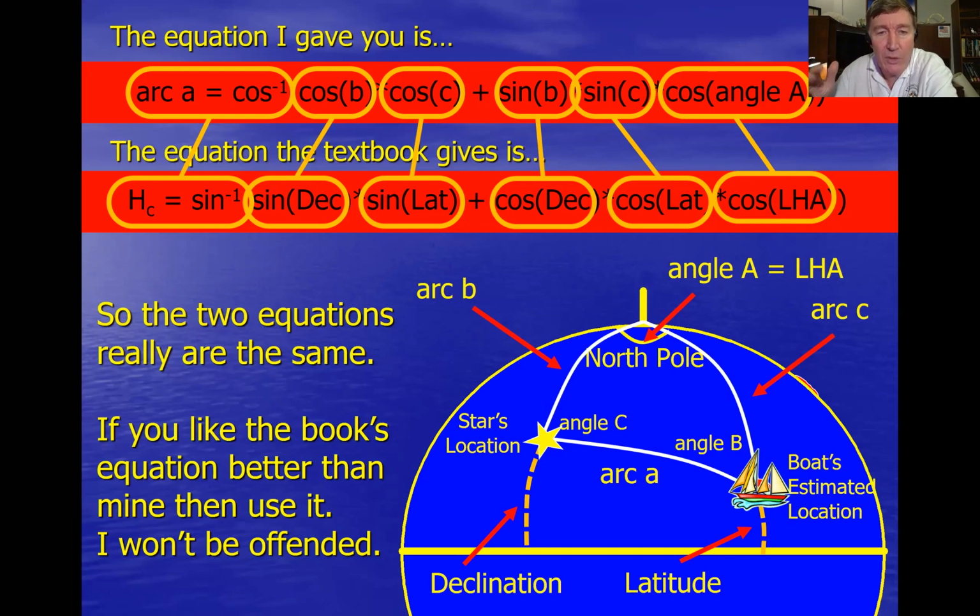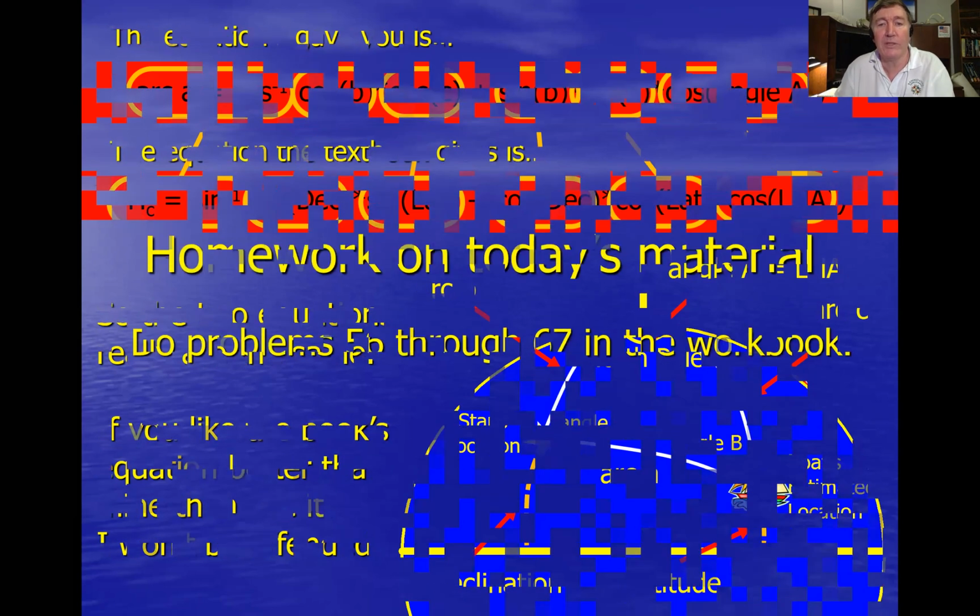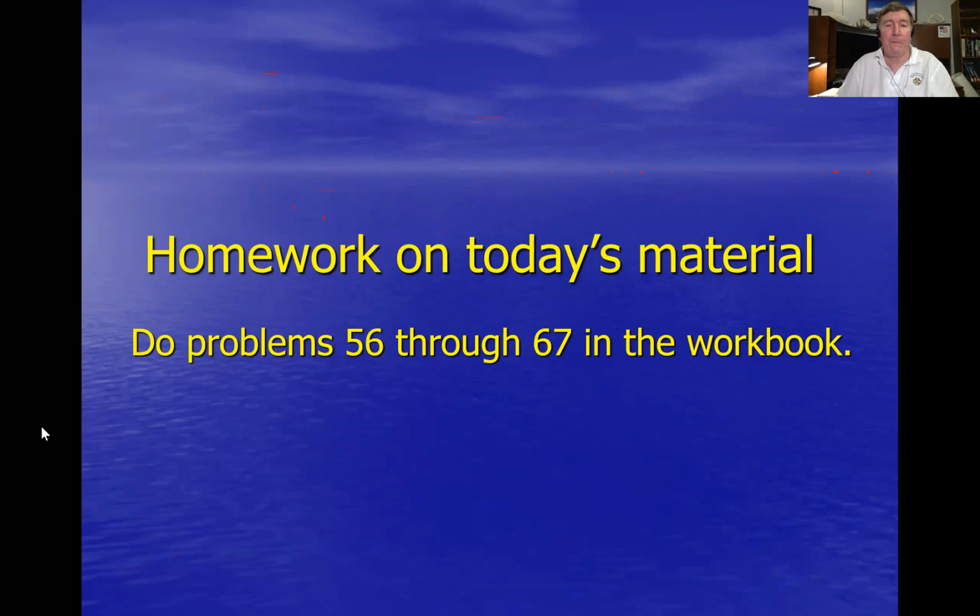So let me just show this to you now, and next time we meet, I'll talk to you about it in more detail. So my equation and the book's equation may look completely different, but they actually are the same equation. And we'll talk more about it next time we meet.